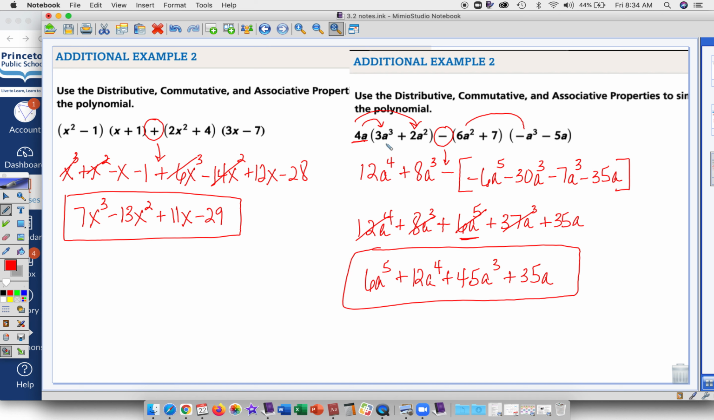So when you have a combination of products and adding or subtracting, we do the products first. Okay, if it's a sum, you just combine all your like terms if you have any. If it's a difference, distribute that negative symbol over all of these terms and then combine your like terms.